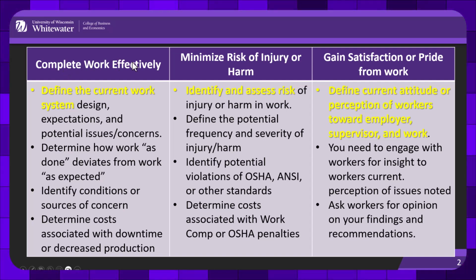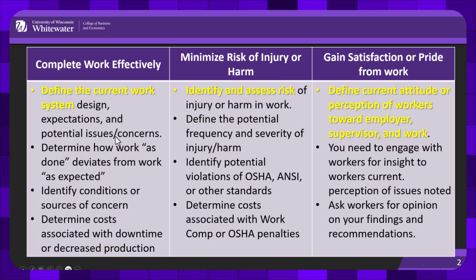So, to get the complete work effectively, you need to first define the current work system design, expectations, and potential issues and concerns. If everything's going fine, why would you be evaluating it, right? Determine how work as done deviates from work as expected. That's actually a Ron Gantism. Identify conditions or sources of concern. Determine costs associated with downtime, decreased production. Because this is really focused on the work aspect of things. You could throw in there amount of waste, failure rates, things like that as well.